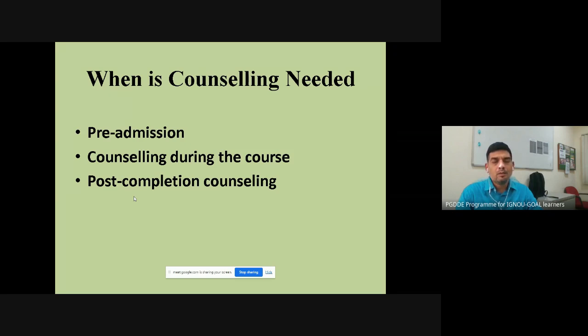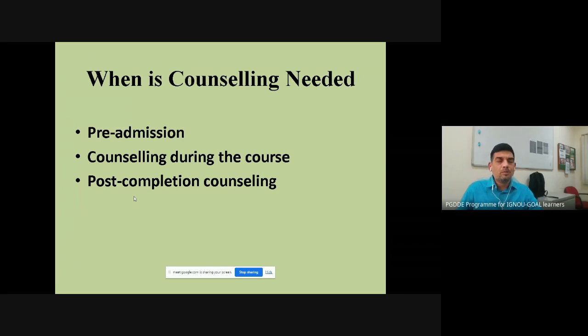Then during the course, as we all know, while pursuing any program or course, learners may get stuck with the study materials that they receive, or they may seek clarification regarding the submission of assignments, as I have already given as an example. They may would like to know more about a particular concept, or about the references or further readings, or any other queries as such.